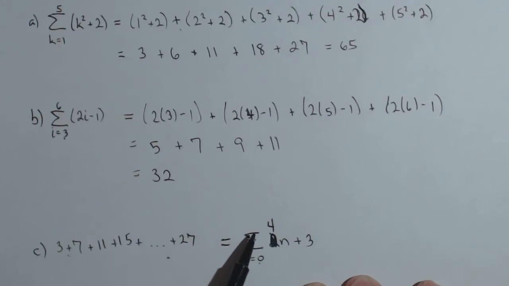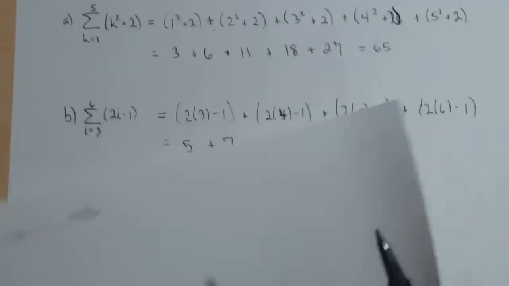Now you also have to tell it where to stop. So that's going to be where 4n plus 3 equals 27. Solving this for n is going to give you 6. So what we see is that there's going to be 7 terms in this sum, starting at 3, ending at 27, going up by 4. So there's our summation notation.